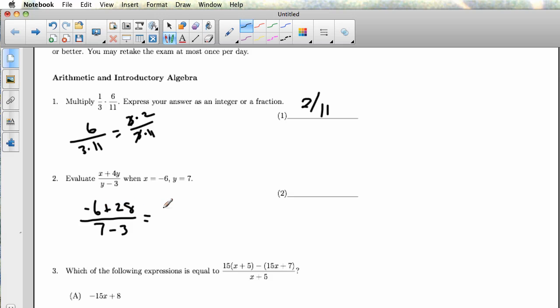The 28 minus 6 is 22. 7 minus 3 is 4. There is a common multiplicative factor between these two, namely 11. 22 is 2 times 11, and 4 is 2 times 2. So common multiplicative factors cancel out, and we have 11 halves as the simplified answer.